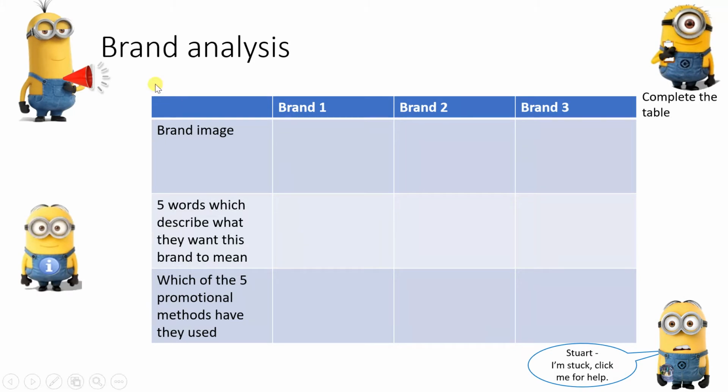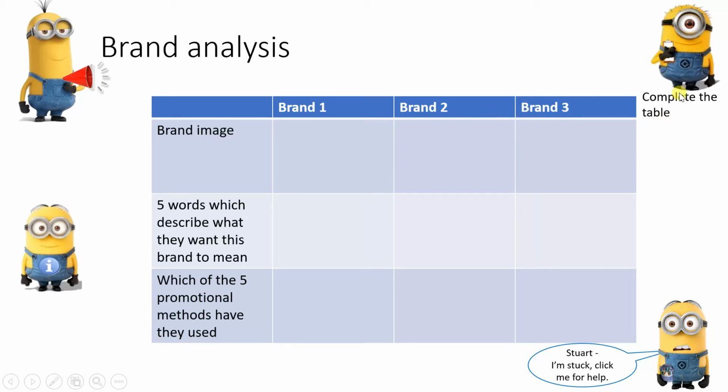So here's Kevin introducing the table. This is the table you've got to produce. You need to come up with 3 brands of your own decision, and you put the logos in the first row on the table. Then in the second row you're going to look at what words you think describe it, and in the last row you're going to look at promotional methods that you think they've used. So by completing the table, you've actually done that fancy thing, brand analysis.